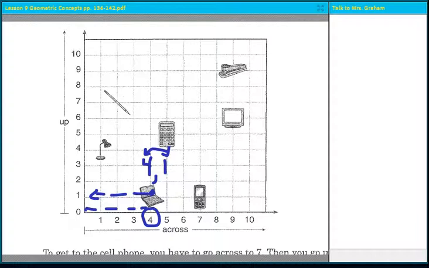Now let's check it out. If we went to 1, 4, where would we land? Let's try it. Let me pick a new color. I'm going to pick green. We're going to go to 1. So here's 1, and then we're going to go up 4. So 1, 2, 3, 4.